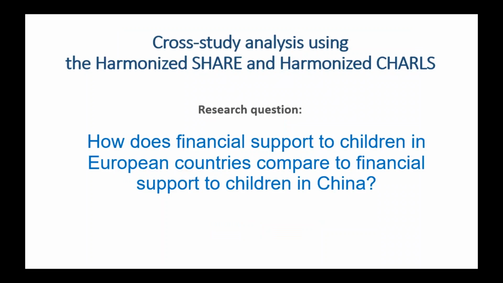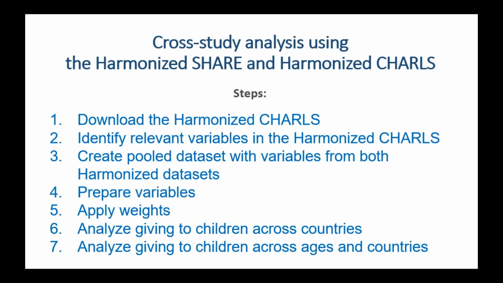All right, so let's get to part 2 of our analysis, which we want to bring in. We're going to do a cross-study analysis, and we're going to bring in the harmonized CHARLS data. So how does financial support to children in European countries compare to financial support to children in China? And we can look at this, again, both by level for the whole country and by these different household ages. It's going to be a slightly different approach than the one that we have now, though, so let's talk about that. So our first step would be to download the harmonized CHARLS.